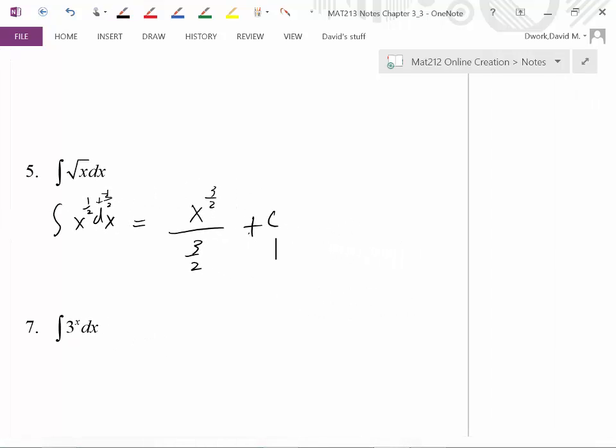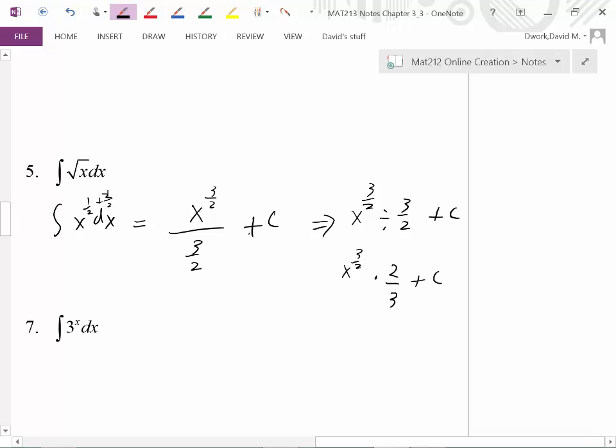Now, some of you might be saying, that doesn't look good having compound fractions. I agree. So for those of you, I'm going to do this once just to help you see it. It's x to the 3 halves divided by 3 halves, plus c. How do you divide fractions? Well, it's 3 halves multiplied by the reciprocal, 2 over 3, plus c.